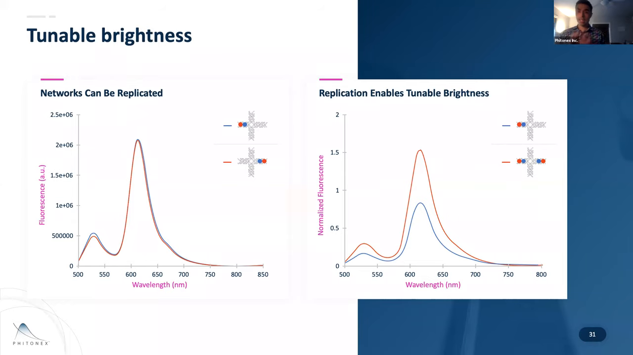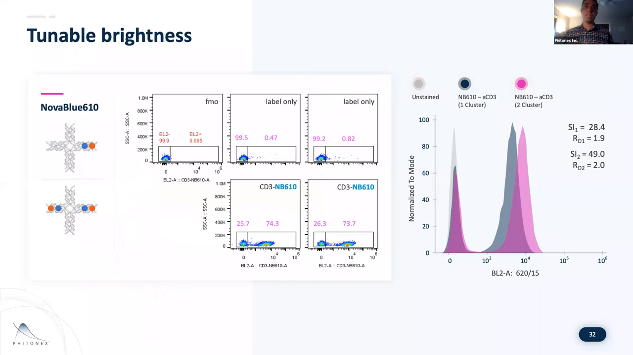Well, that's all great, right? And as I always say, spectral plots are great in terms of what we can see off the spec, but I really want to see it in flow. So that's what we did. We took this Nova blue dye, which you remember was a dimmer dye, but much better performing than some of the brilliant blues, and said, okay, well, it doesn't need to be brighter. Let's go and do that. So let's create a two cluster label out of this Nova blue dye.